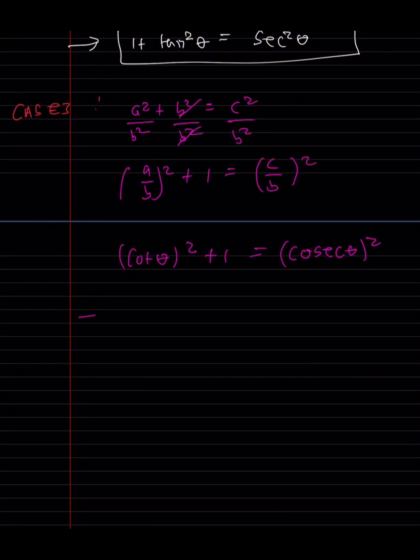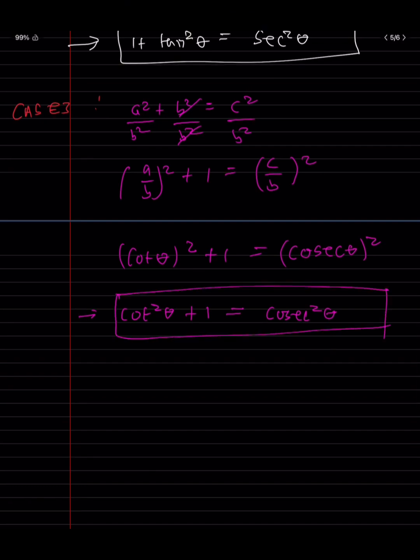Writing it in simple terms, we can say that cot squared theta plus 1 is equal to cosec squared theta. This is the third identity that I want you to keep in mind, and it will be very useful as we go on throughout this tutorial.